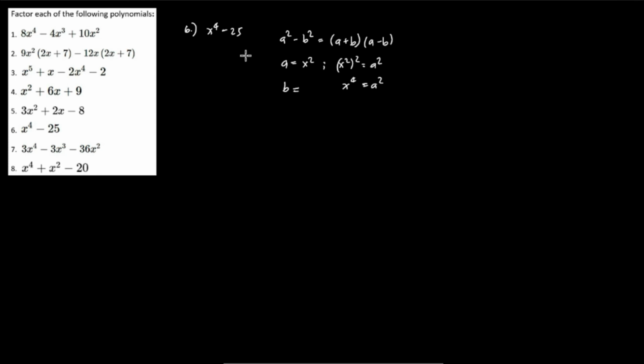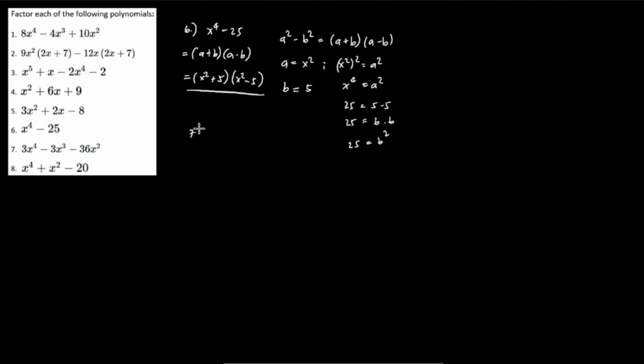And for 25, the factor of 25 is 5 times 5, so b times b, or b squared, is equal to 25. Therefore, b is equal to 5. And using the formula for difference of two squares, a plus b times a minus b, where a is equal to x squared and b is 5: x squared plus 5 times x squared minus 5. And this is the answer.